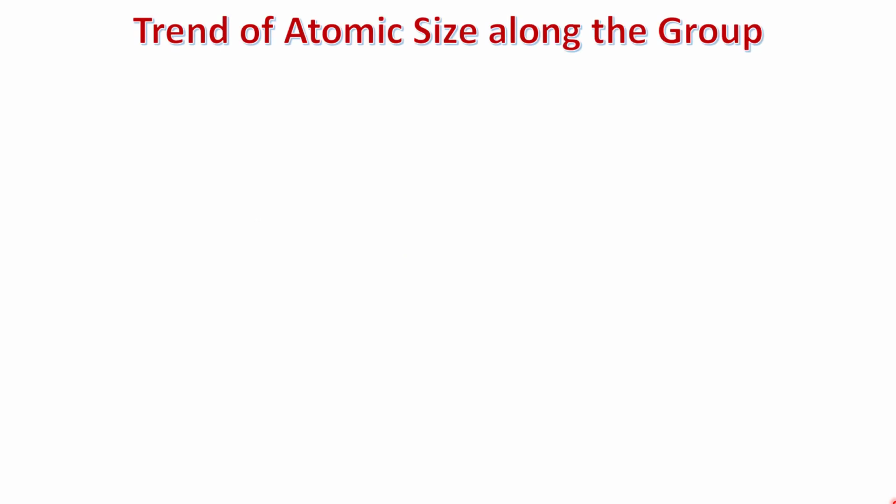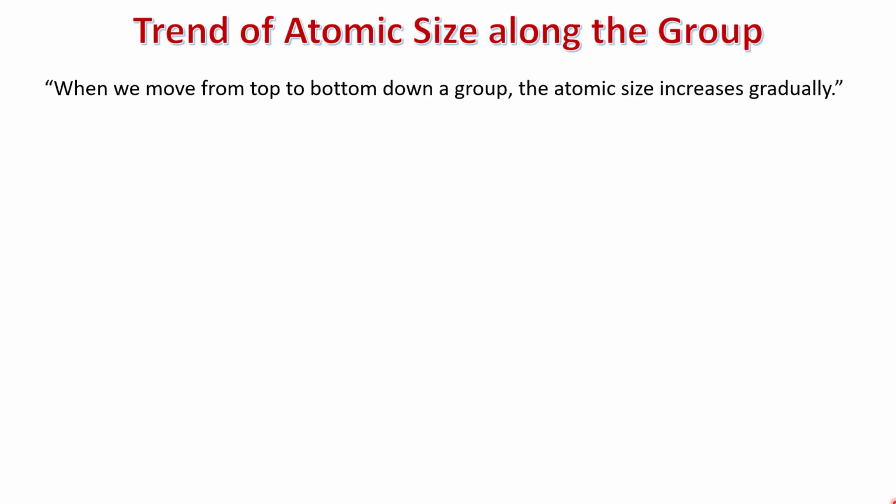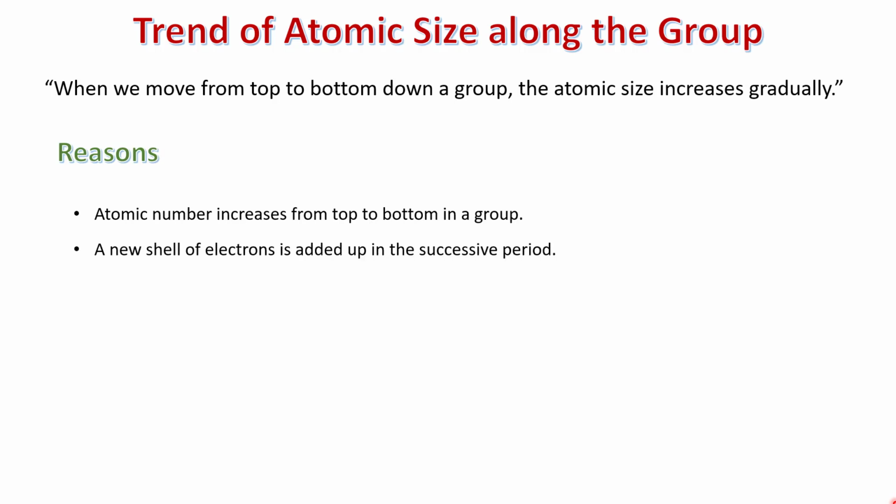Let's discuss the trend of atomic size along the group. When we move from top to bottom down a group, the atomic size increases gradually. Reasons behind this trend are that atomic number increases from top to bottom in a group, but at the same time a new shell of electrons is added in the successive period.